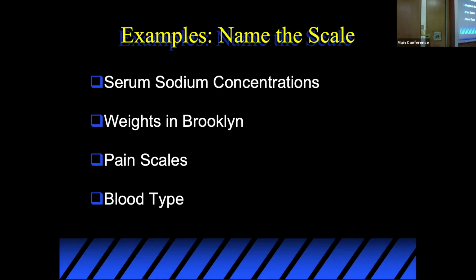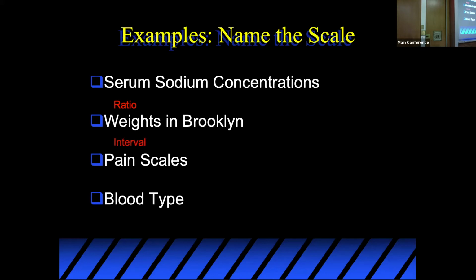So I wanted you to kind of guesstimate with me what the scale is. How about the serum sodium concentrations? What's the scale? Is it ratio, interval, nominal, or ordinal? It's ratio, right? Because you can have 0. And weights in Brooklyn? It's not nominal, right? It's not categorical. So it's either ratio or interval. Can you have a 0 weight? It's certainly not in Brooklyn, right? So this is interval data.